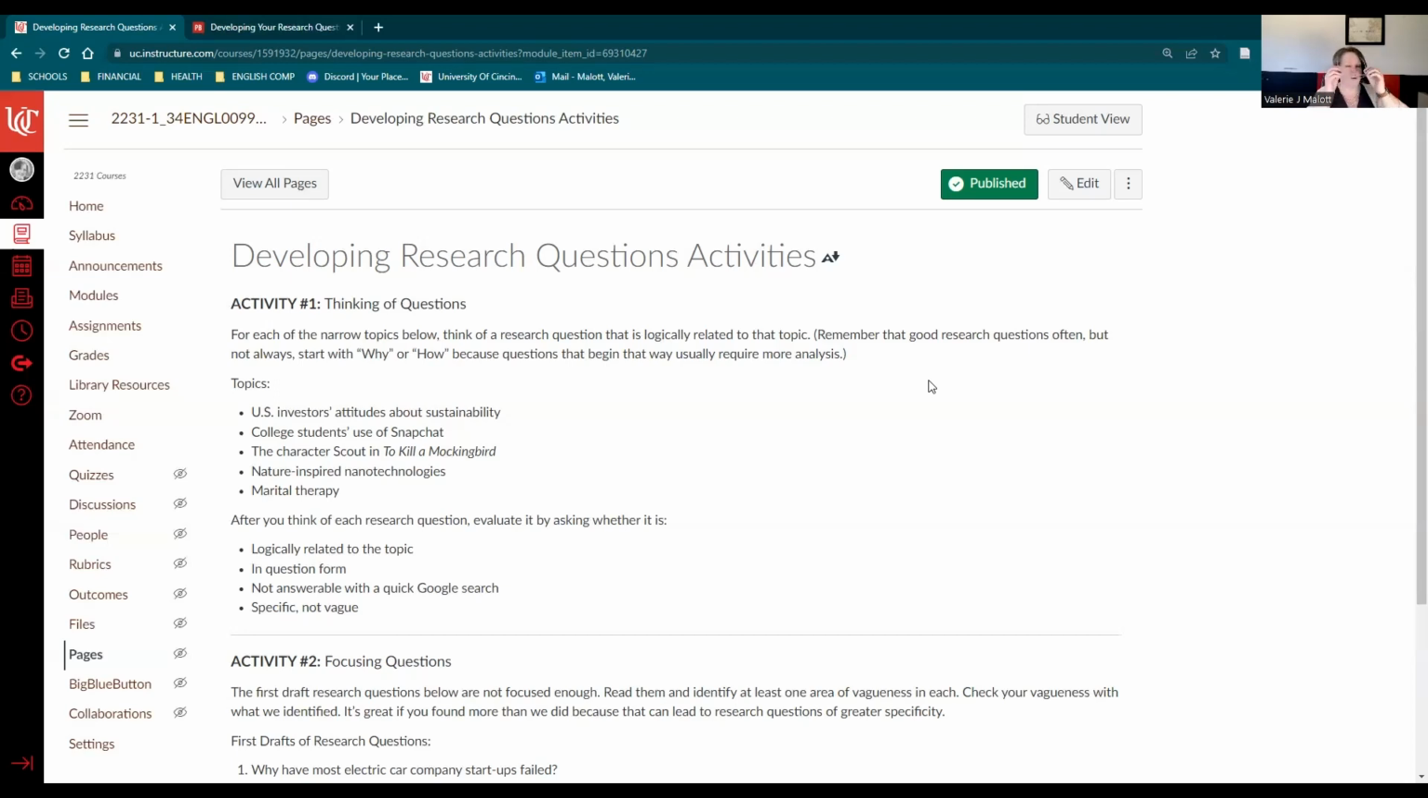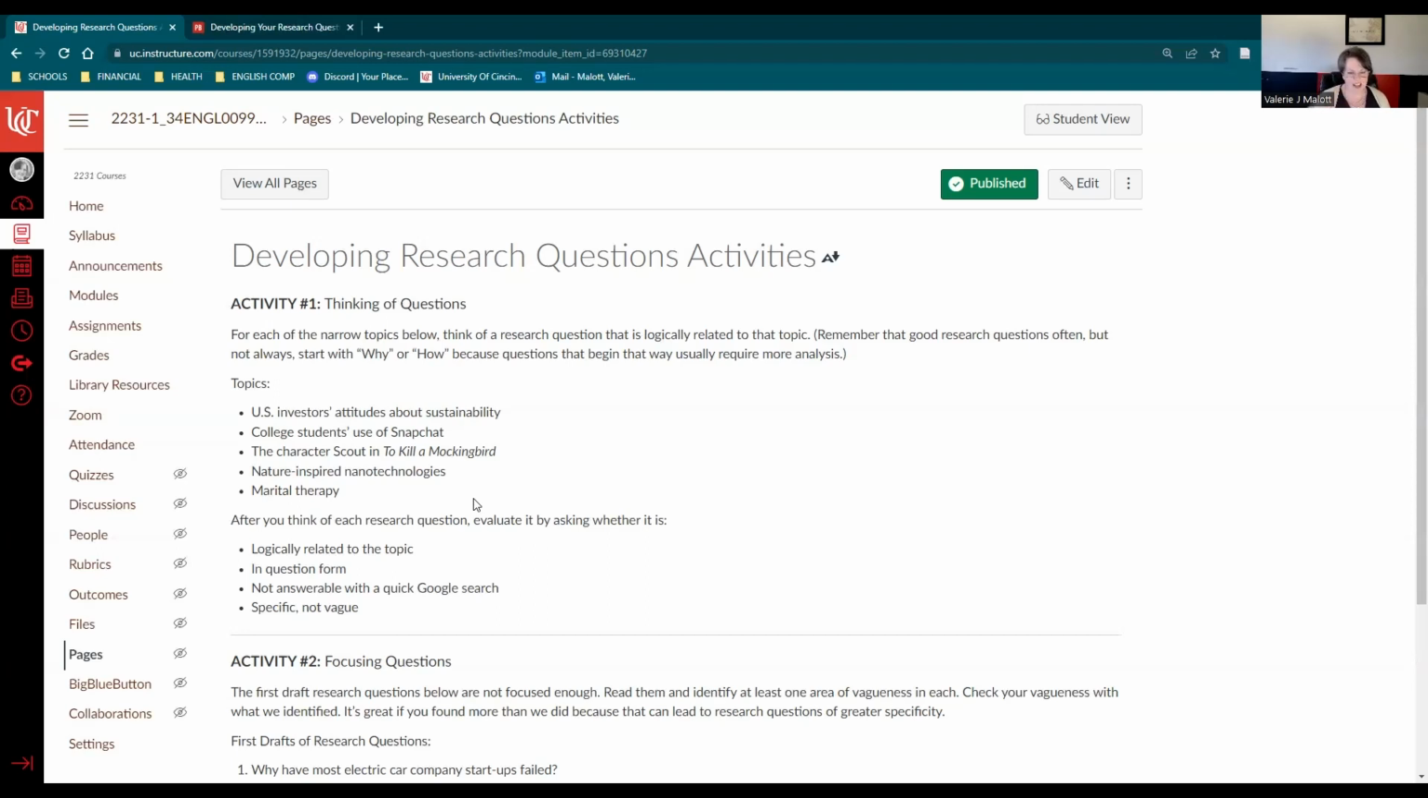So whatever your topic happens to be, think of some questions. So here they have some topics that are suggested. U.S. investors' attitudes about sustainability, college students' use of Snapchat, the character Scout in To Kill a Mockingbird, nature-inspired nanotechnologies. What the heck is that about? And marital therapy.